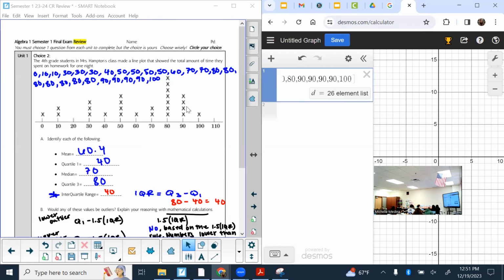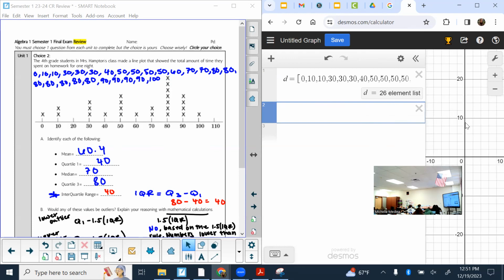So I originally counted, so I already know that there was 26 data points. It should say I have a 26 element list. And of course, if you put it in wrong, it'll count it wrong. Commas separate your numbers. In a different cell, how do I make it find things like the mean?